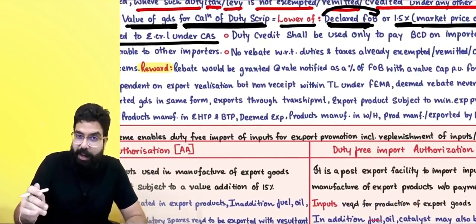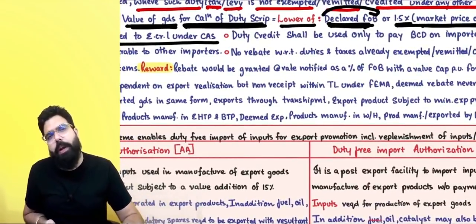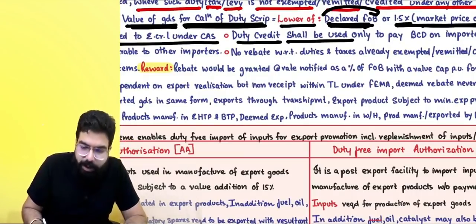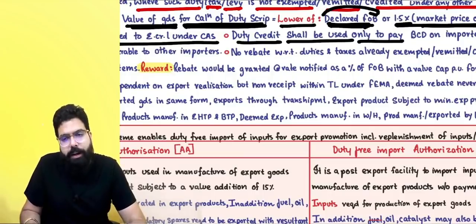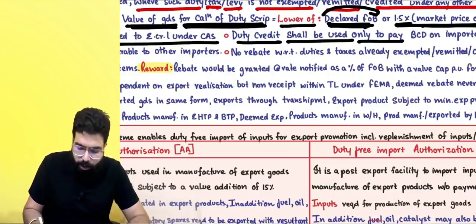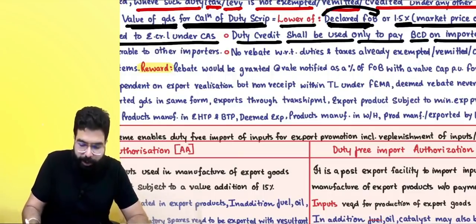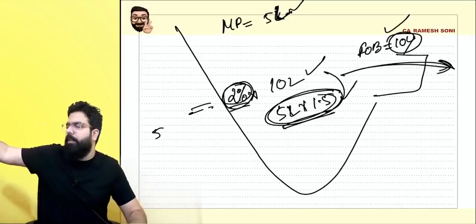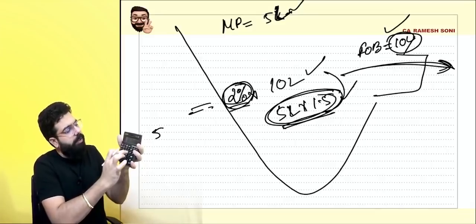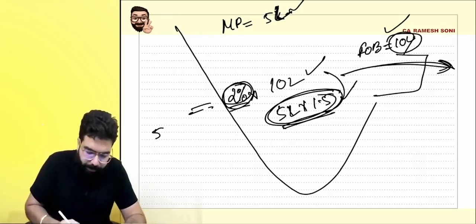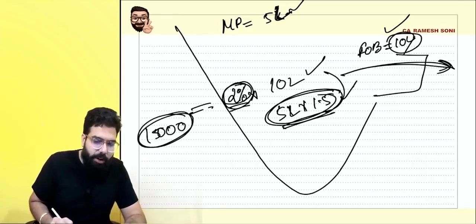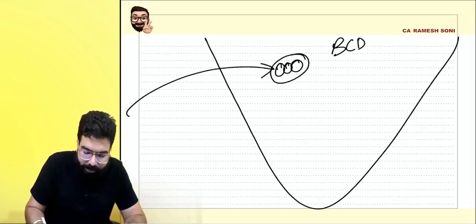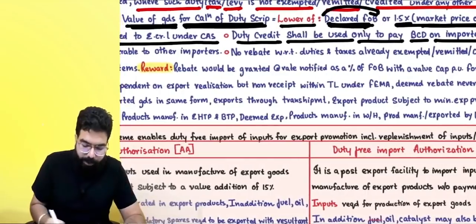Now, under customs also they have an e-credit ledger. In that, they will go ahead and put the scrip amount. Duty credit shall be used only to pay what? Sir, only to pay basic customs duty on the imported goods. So basically, if you got 7.5 lakh at 2% scrip, 7 lakh 50,000 into 2%, you got 15,000 scrip. This 15,000 scrip is there in your credit ledger. Next time, if you import goods, you have to pay basic customs duty. For that, you can use the scrip.